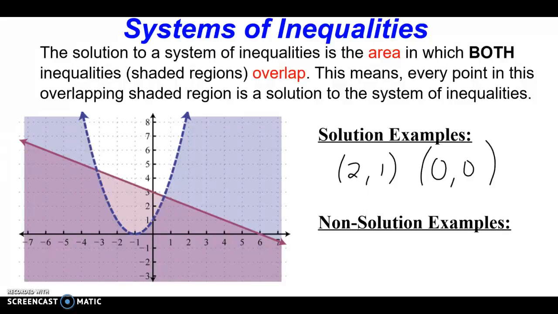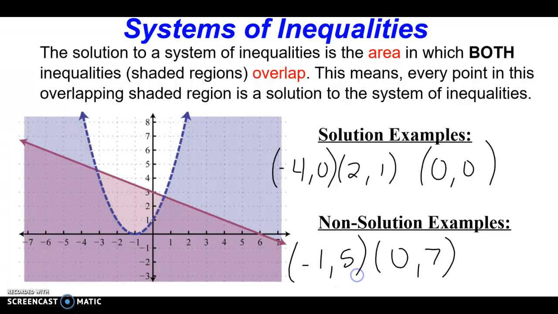Tyler, what's an answer? -4, 0. Good. That's in the overlapping region. Okay, what is not an answer, Lawson? 0, 7. Good. Over 0, up 7. Brianna, what is not an answer? -1, 5. Good. Okay, now I'm going to ask you guys, yes or no?